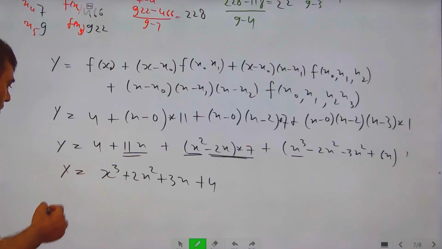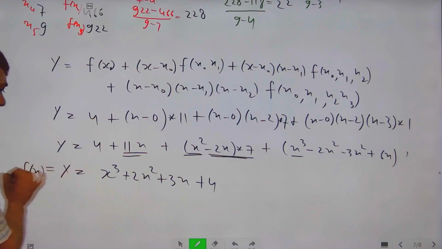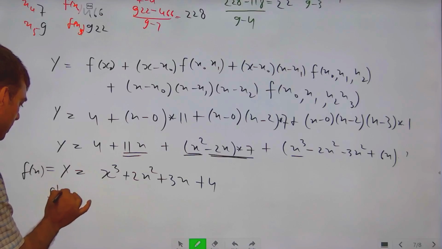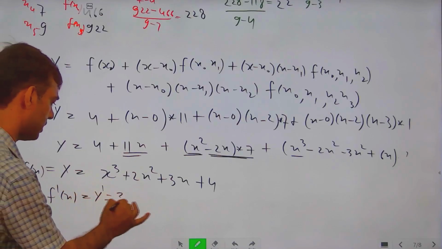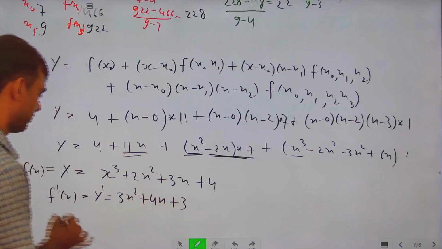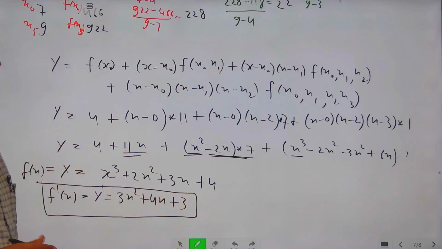So how do we find y dash? Obviously y equals f of x equals this one. If we find the derivative, f dash x equals y dash equals 3x square plus 4x plus 3. So this is f dash x.